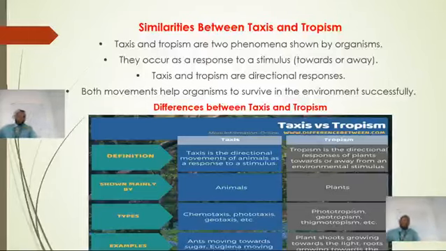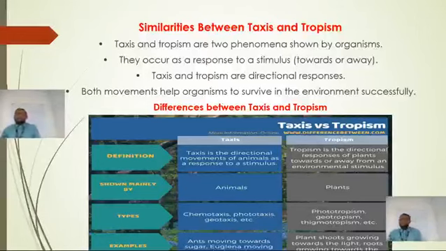Okay, similarities. Number 1, taxis and tropism are two phenomena shown by organisms, both plants and animals. Another one is they occur as a response to stimuli, towards or away. They are directional. Another one is both movements help organisms to survive in their environment. I told you their movement is directional. It helps the organism to survive. The organism cannot move towards danger, like I said earlier on. So it makes the organism survive successfully in the environment.